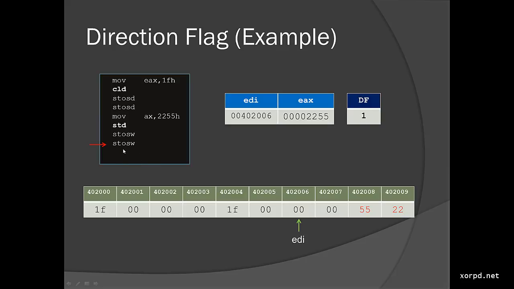Next, we invoke another STOSW instruction, which is going to store the current value of AX into those two cells, those 2 bytes. And as expected, we got 5 and 2, which is the reversed order of bytes of the current value of AX. So this is how the direction flag works.